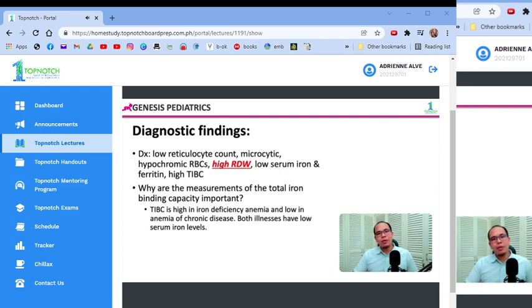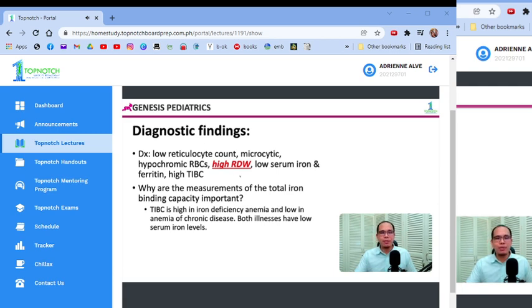But in IDA, you have a problem in the bone marrow, di ba? If you have anemia and your reticulocyte count does not increase, it will tell you that probably you have a problem in your bone marrow. And ang IDA ba, may problema ka sa bone marrow? Technically, yes, kasi wala kang substrate to produce your red blood cells. Wala kang iron. So, yung bone marrow mo, hindi siya makapag-produce ng red blood cells. Okay? So, low reticulocyte count, microcytic hypochromic.